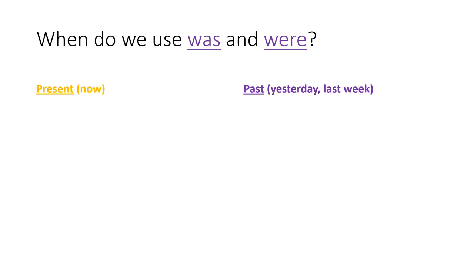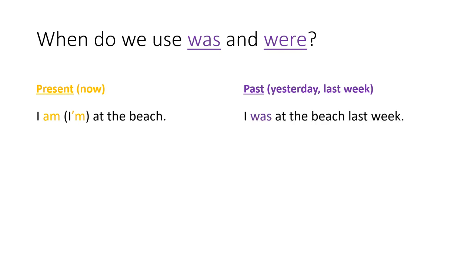All right, when do we use was and were? Well, if we're talking in the present, for example, right now or today, we would say I am or I'm at the beach. But if we're talking about the past, for example, yesterday, last week, last night, we can't say I am at the beach. We have to say I was at the beach last week.